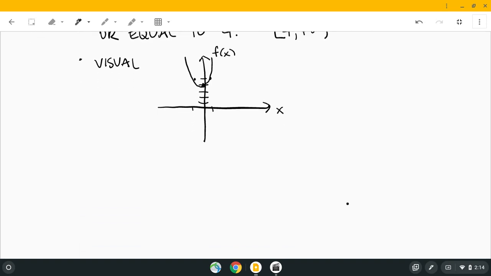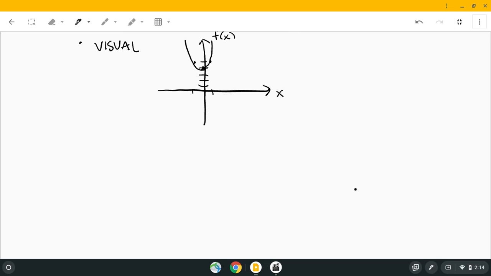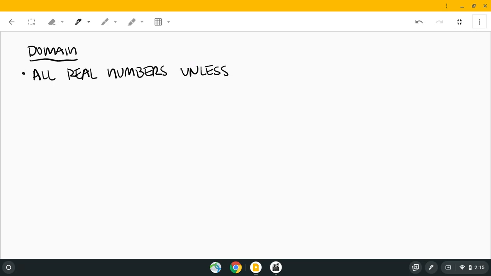All right, so let's take a look and see how we can find the domain algebraically. All right, so domain. For the most part, it's going to be all real numbers unless you have restrictions. And we'll go over some basic restrictions. Okay, so all real numbers unless restrictions exist.